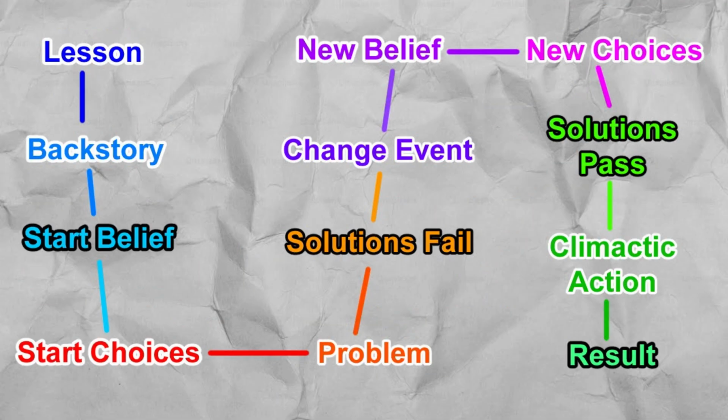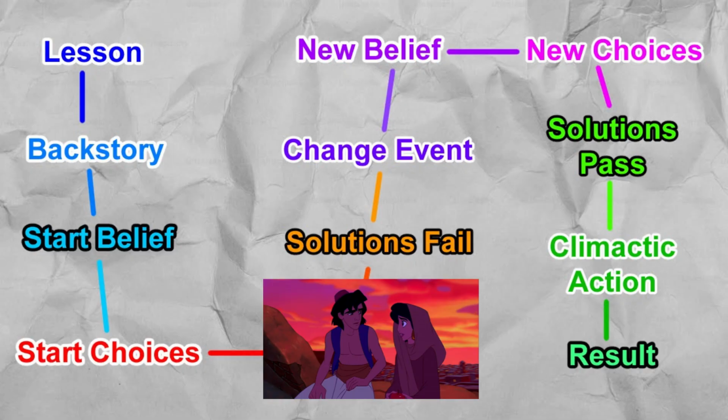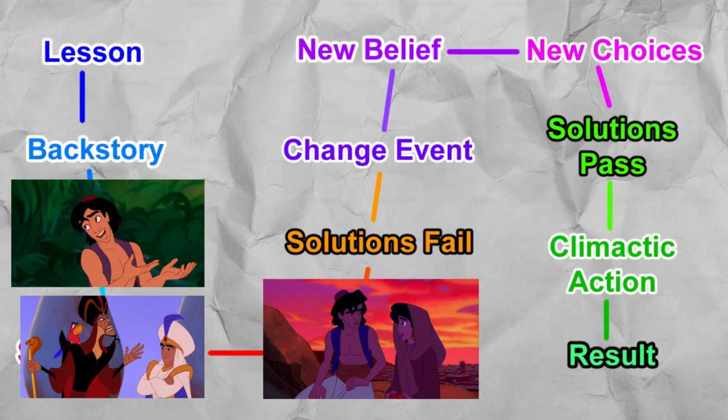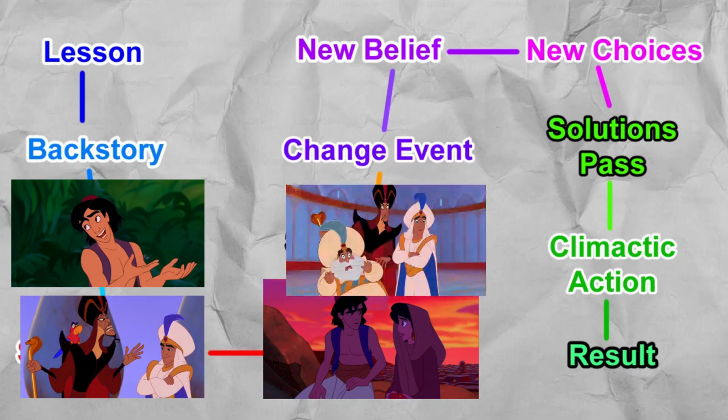He likes Princess Jasmine, but the problem is that he's from the slums. He believes that he's not worthy of her, so he adopts the belief of, be someone else, don't be yourself. His choice is to use the genie's wishes to pretend to be a prince. This fails because Jasmine doesn't like this persona. Genie advises him to be himself, but he doesn't take it.